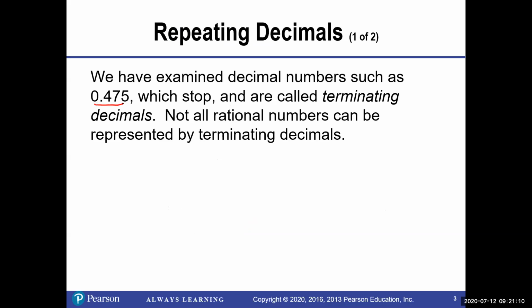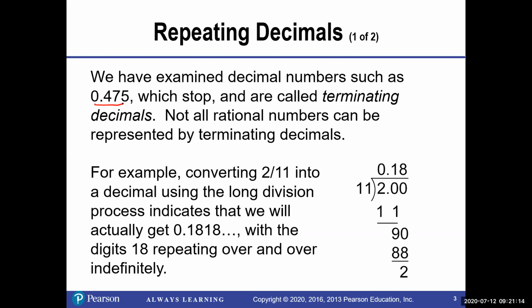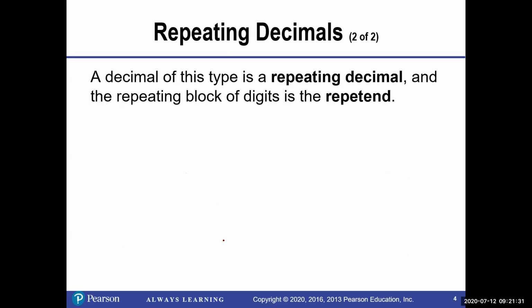These decimals stop, so we call them terminating decimals, right? On the other hand, we realize that there are some fractions or decimals which do not terminate. We see some numbers repeating, and those are non-terminating decimals, all right? And we looked at how you'll be able to identify those. Now, a decimal of this type is a repeating decimal, and the repeating block of digits is the repetend, right? So the repeating block of digits is what we call the repetend.